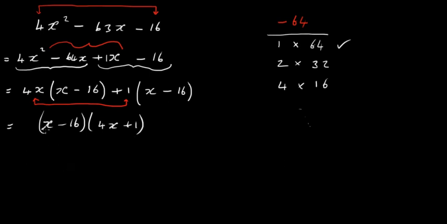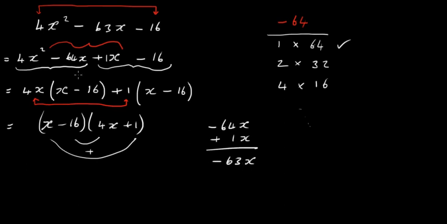So let's just check that. x times 4x will give me 4x squared. Minus 16 times plus 1 will give me minus 16. Let's do these two here to find the one in the middle. So we end up with minus 16 times plus 4, minus 64x. x times plus 1, plus 1x. Add these two together, you get minus 63x. We do have a minus 63x in the middle, so that is fine.